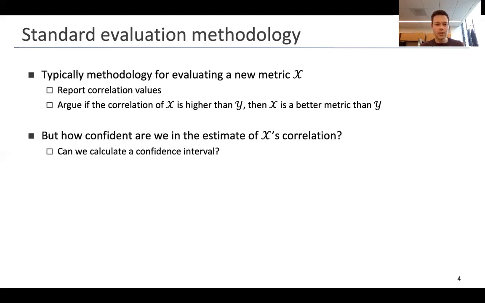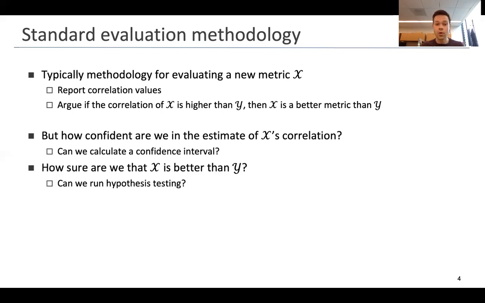And so it begs the question, well, how confident are we that the estimate of X's correlation is correct? Could we instead calculate a confidence interval? And how sure are we that X is actually better than Y and it wasn't just due to random chance? So can we do some sort of hypothesis testing?